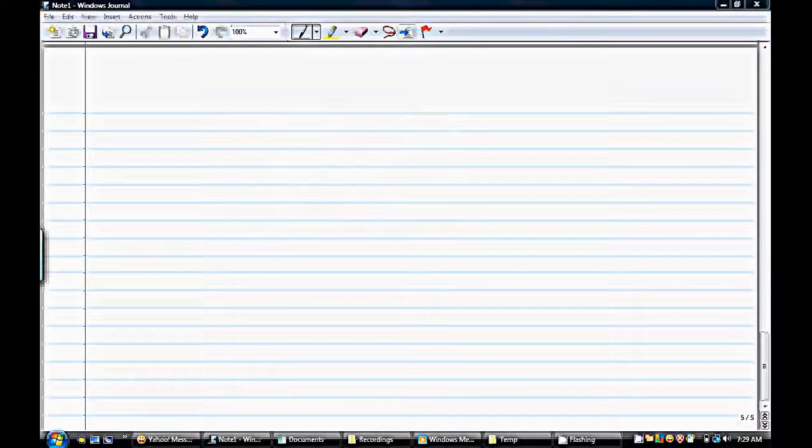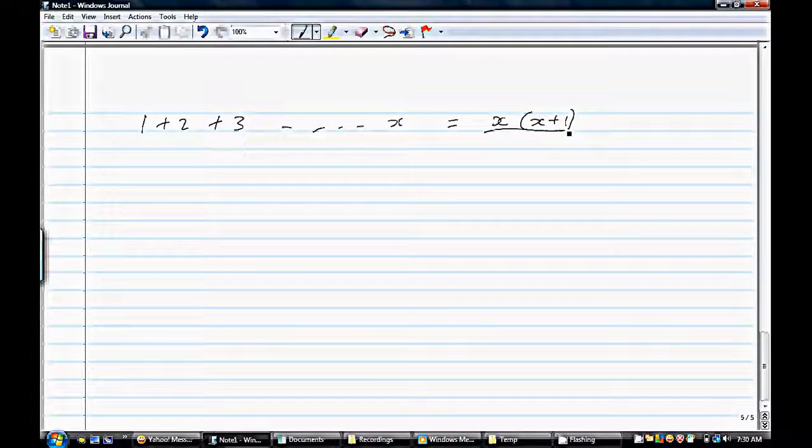Hi everyone. Today I will show you how to add numbers in series. For example, if I have to add 1 plus 2 plus 3 up to x, then the sum will be x into x plus 1 divided by 2. For example, if I have 1 plus 2 plus 3 up to 9, then all I have to do is multiply 9 by 10 and divide by 2. So that will be 45.